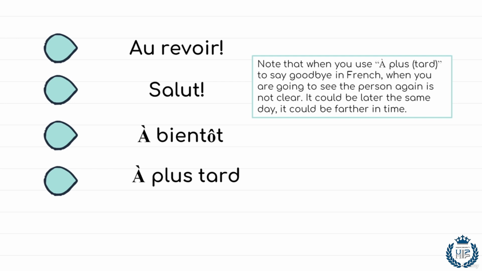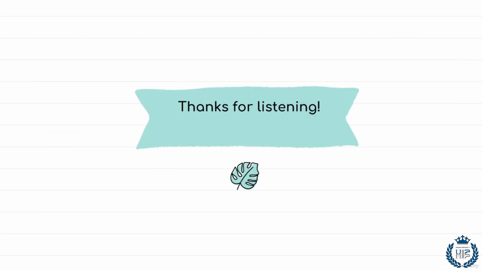Okay, in this lesson, we learned how to ask someone's name in a formal way and in an informal way. We learned how to say bonjour, which is hello, and how to say good evening, good night, bonne nuit, and good afternoon. And we looked at the ways of saying goodbye.